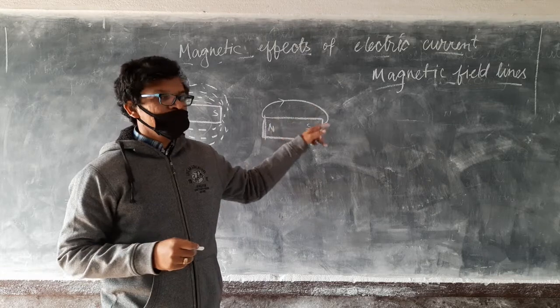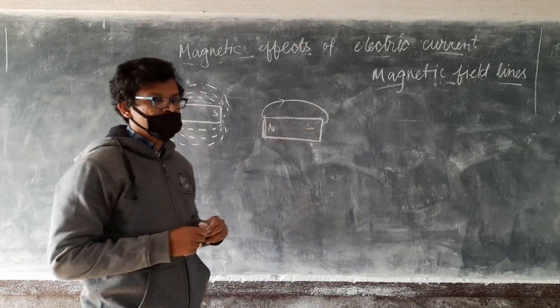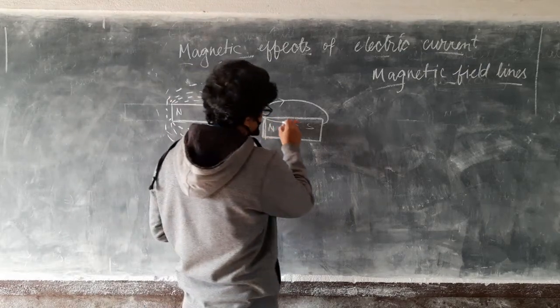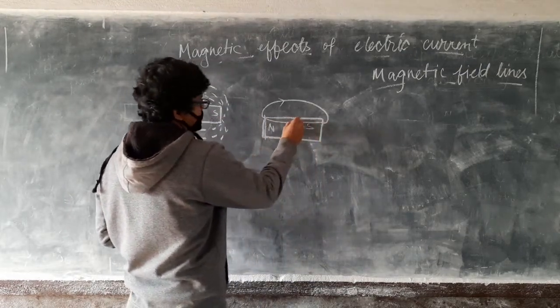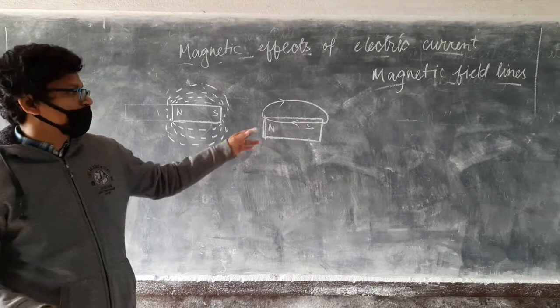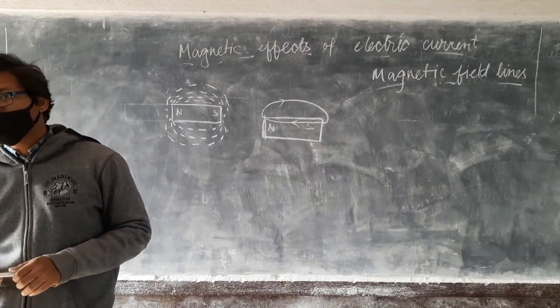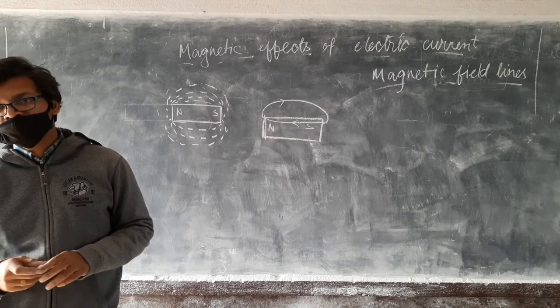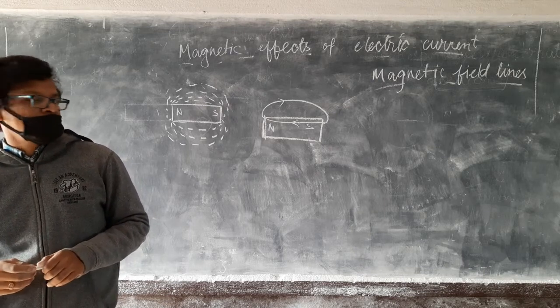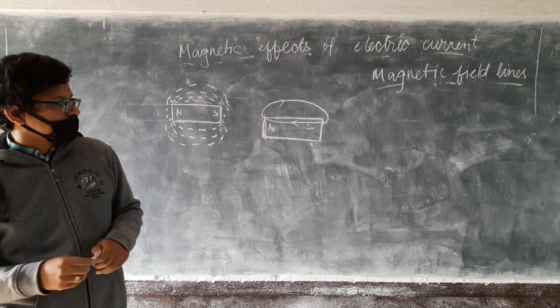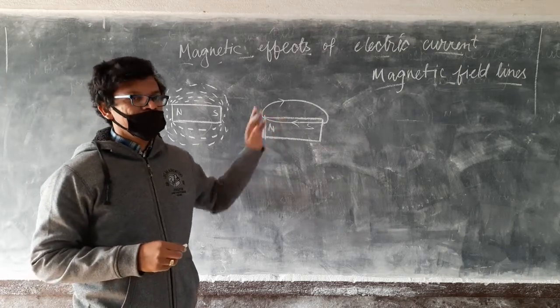It is always in a closed loop. That means actually this is the magnetic field line. It will always be in a closed loop, and outside it will be from north to south, and inside the magnet it will be south to north. This was the first thing. Second thing is that magnetic field lines will not intersect.